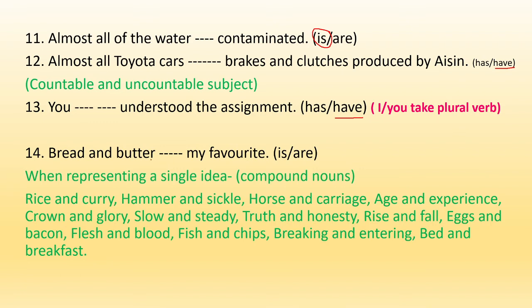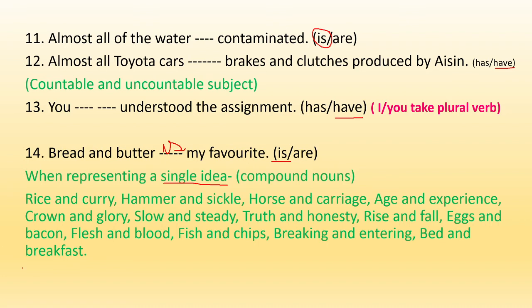Now bread and butter dash my favorite. Now it is a rule that suppose there are two things or two subjects that are joined by and, so they take a plural verb. But in this case, bread and butter, if it is representing a single idea, so this is important, so they become compound nouns. So bread and butter will become a single idea, so it will take a singular verb, that is. So the answer becomes is. So here we have to write is.